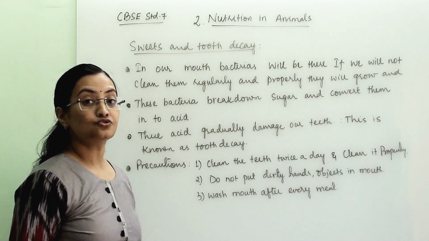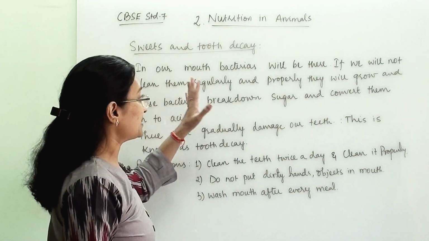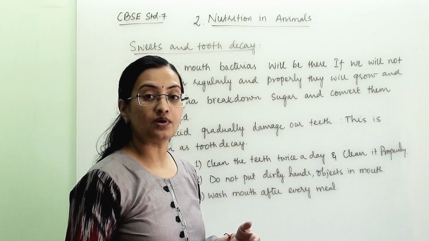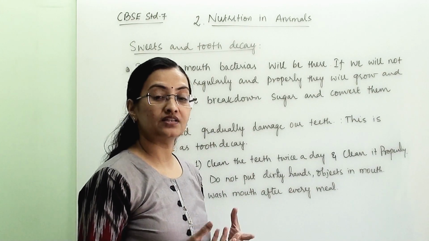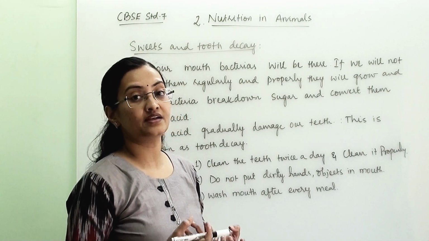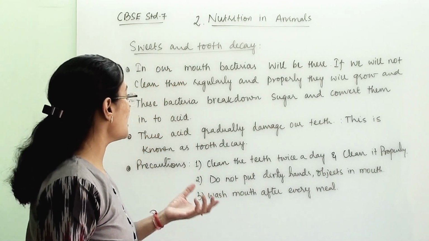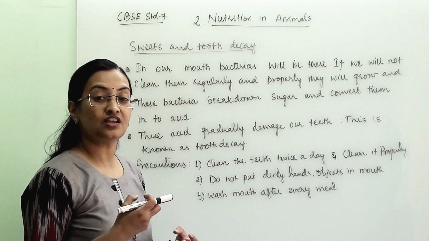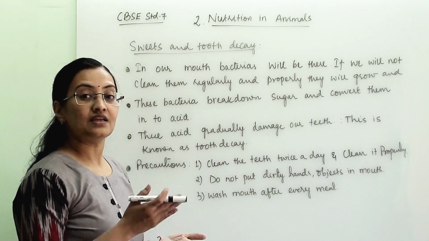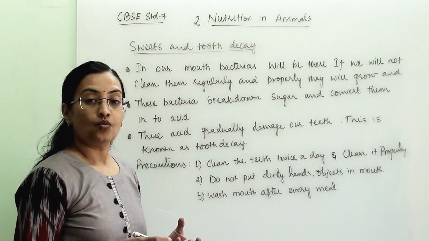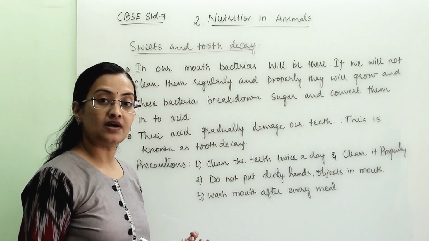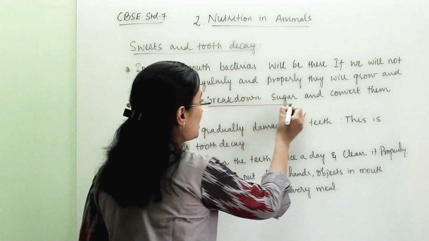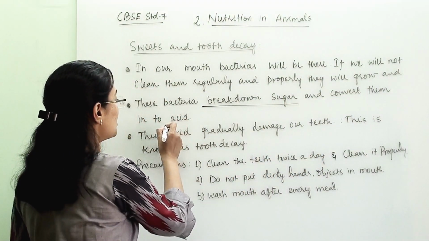Now sweets and tooth decay. In our mouth, bacteria will be there. Now if we are not cleaning our mouth and teeth properly, then these bacteria will grow and start living in our gums and in our teeth. These bacteria will survive on the food particles which get stuck in between the teeth. So they will eat these food particles, and whatever sugar is there in these food particles, they will break down and convert into acid.